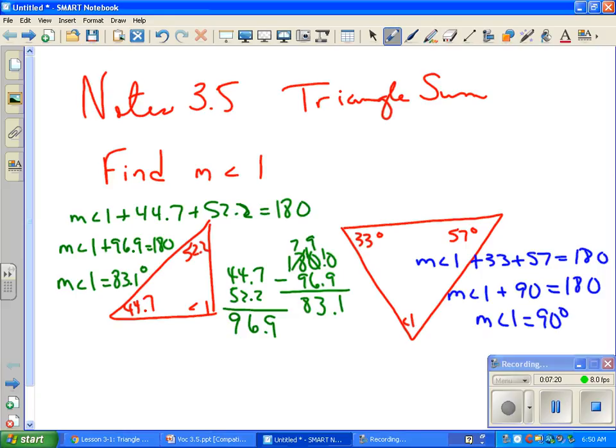You can see that this picture is not drawn to scale because angle 1 does not look 90, and therefore that's a really good point, that pictures are not always drawn to scale.